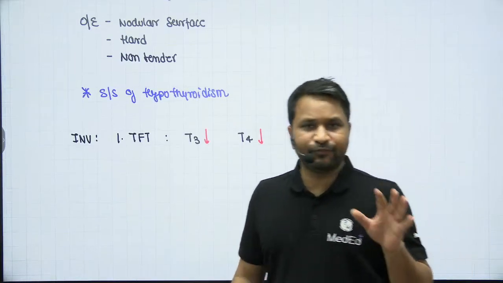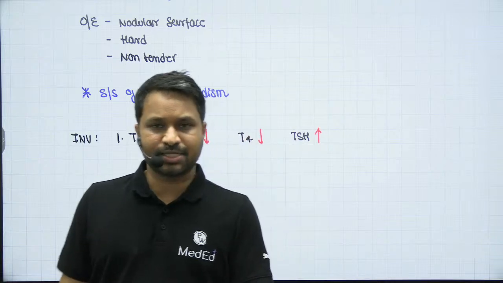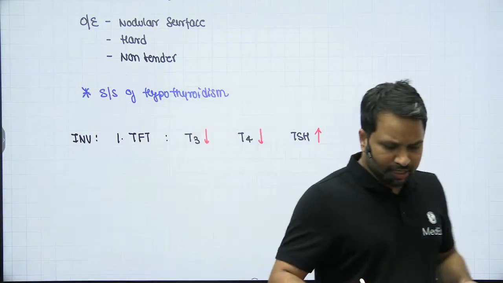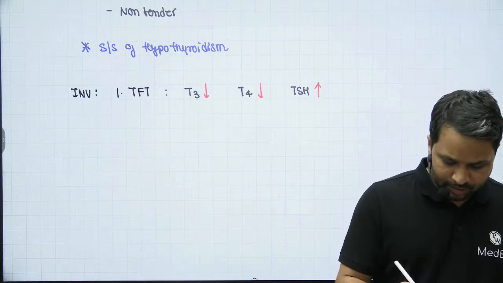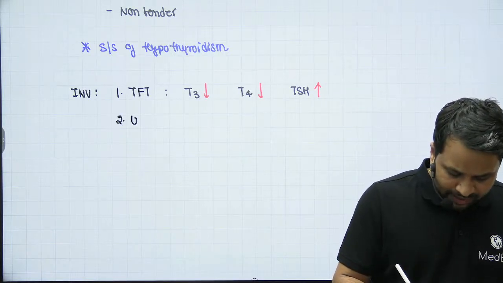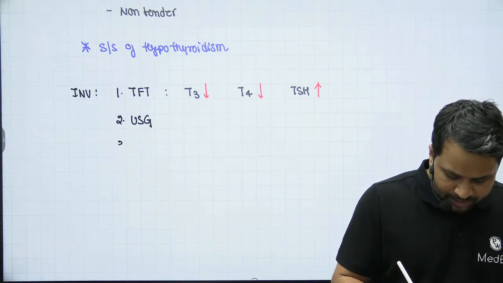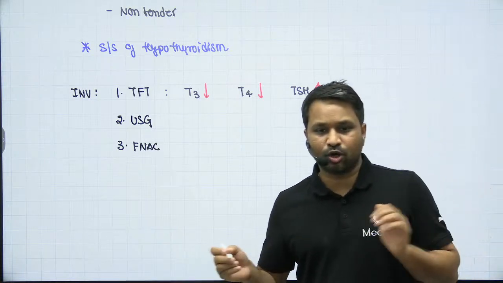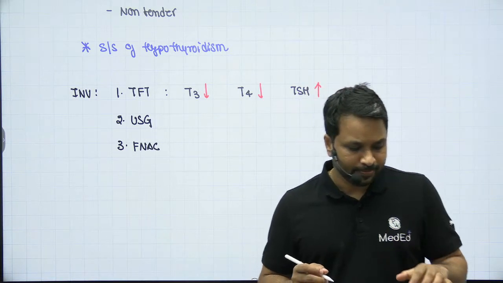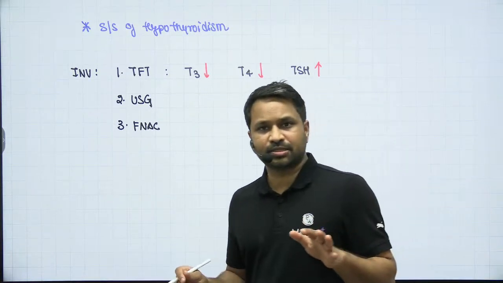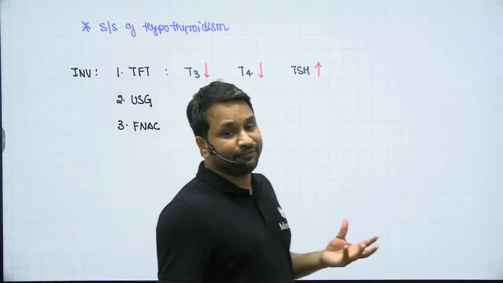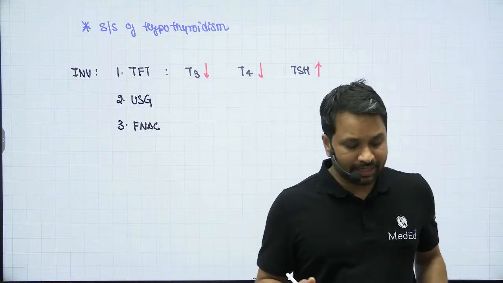So T3, T4 are low because the follicles are getting destroyed. Because of the negative feedback we've already discussed, TSH is going to increase. Now, because I have a hypothyroid patient, I would like to evaluate the gland with the help of ultrasound as well as FNAC to look for any other compensation that is present. Okay? Now, you have a thyroid function test. You did an ultrasound. You know there's a nodularity of the gland. You did an FNAC. You ruled out the malignancy.